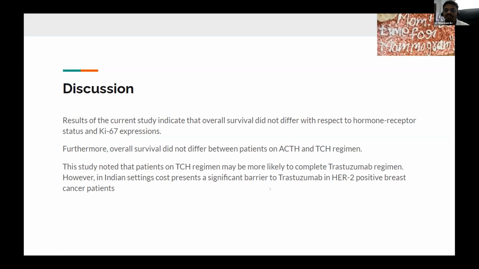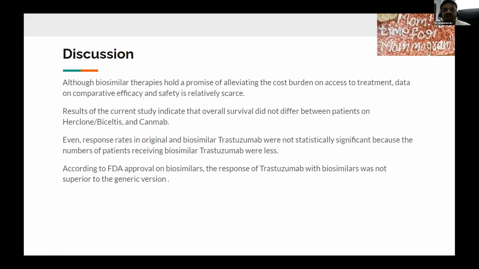However, in Indian settings, cost presents a significant barrier to trastuzumab in HER2 positive breast cancer patients. Although biosimilar therapies hold a promise for alleviating the cost burden on access to treatment, data on comparative efficacy and safety is relatively scarce. Results of the current study indicate that overall survival did not differ between patients on Herclone, Biceltis, and Canmab, though the numbers were small, so we couldn't draw much conclusion from this.